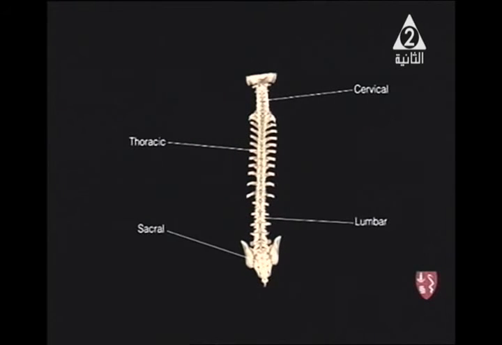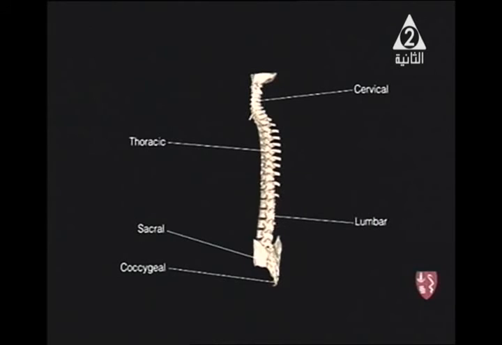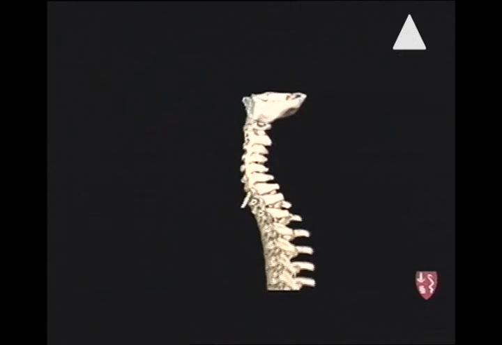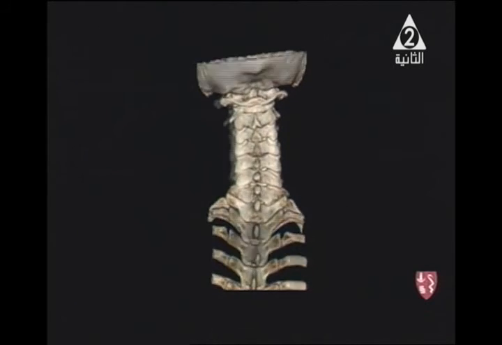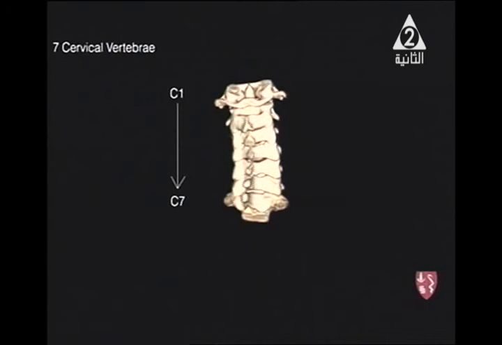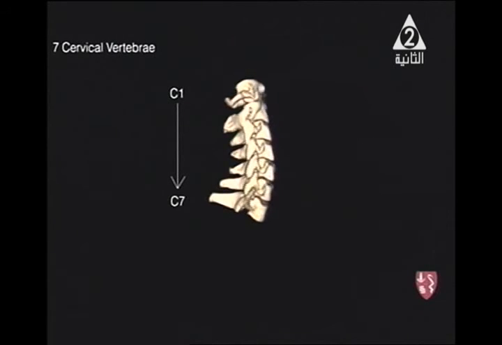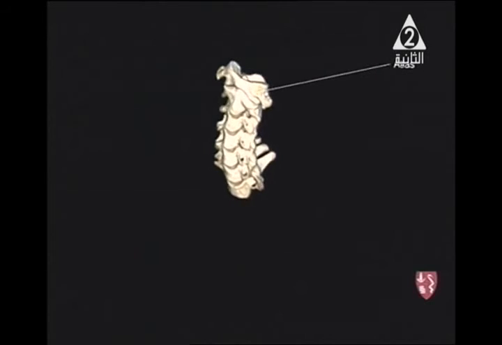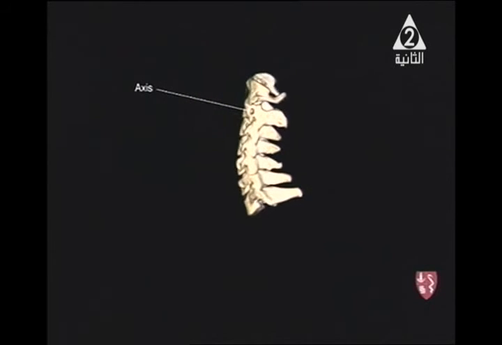Their number is what? 7. The next type are thoracic. They are 12. The third, lumbar, are 5, and the last are 4 fused coccygeal vertebrae. Those are cervical vertebrae. Well, actually we have some extra information here, but you don't need it.